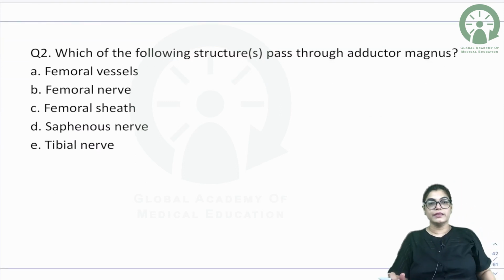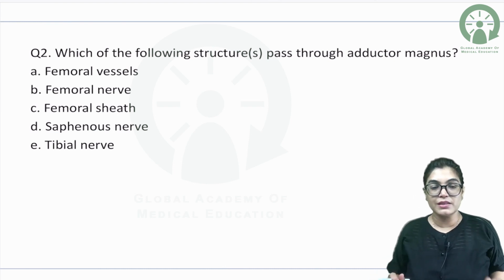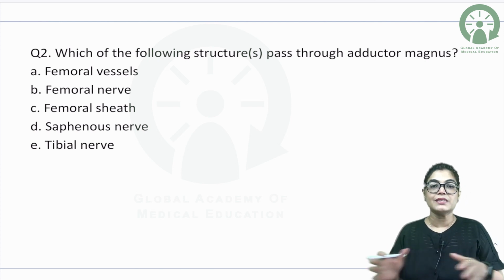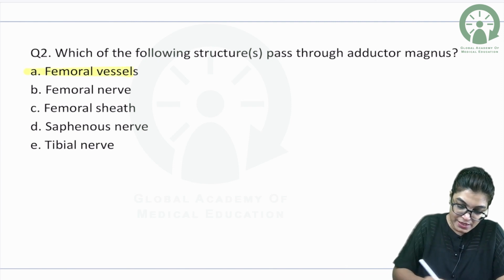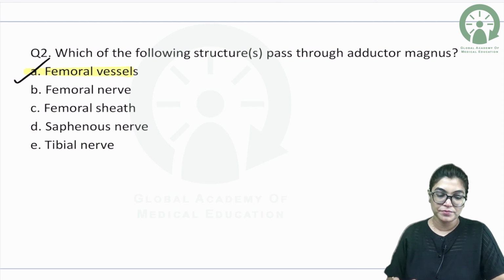Let's read the next MCQ. Which of the following structures passes through the adductor magnus muscle or adductor hiatus? The options are femoral vessels, femoral nerve, femoral sheath, saphenous nerve or tibial nerve. The right answer here is femoral vessels. Femoral vessels traverse through the opening of adductor magnus muscle.